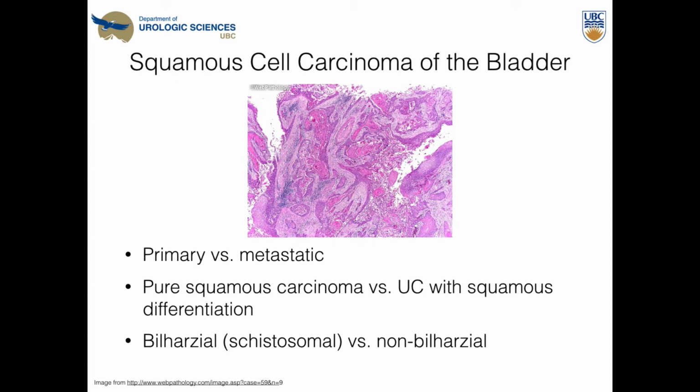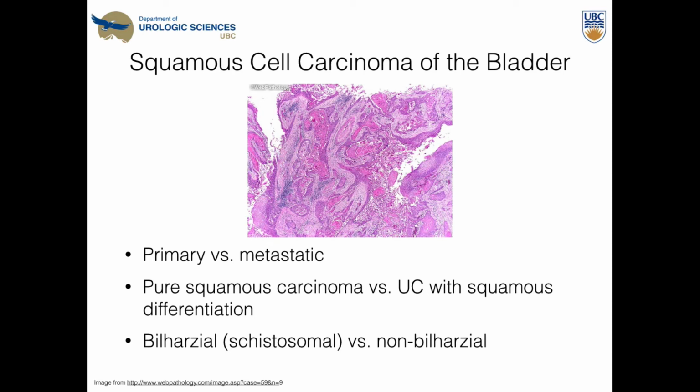Before we start talking about squamous disease, we have to make a couple of important distinctions. First of all, if you see squamous cancer in the bladder, you have to make sure that that's actually a primary. It could be local extension from another pelvic organ. It could be metastatic, although metastases to the bladder are really rare.